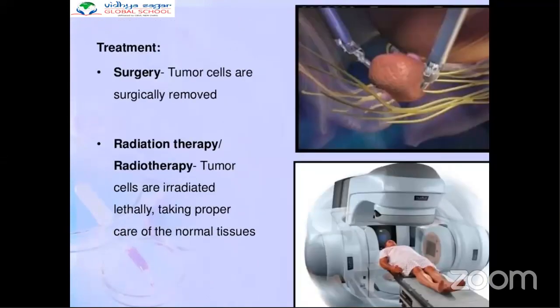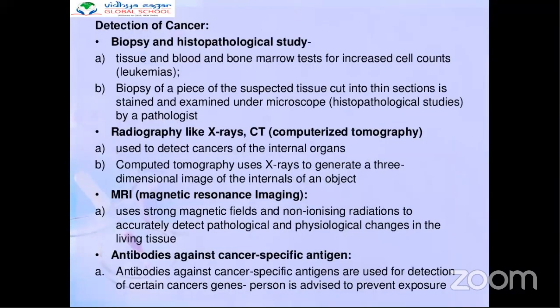Any doubts? What are the different methods of cancer detection? Can anyone say? Surgery, radiotherapy, chemotherapy, immunotherapy. That is treatment. I'm asking about detection. How to do detection? Biopsy. CT scan. What is biopsy? The suspected part, they will cut a thin section of it, stain it, and examine it under the microscope. Okay, that is the biopsy.